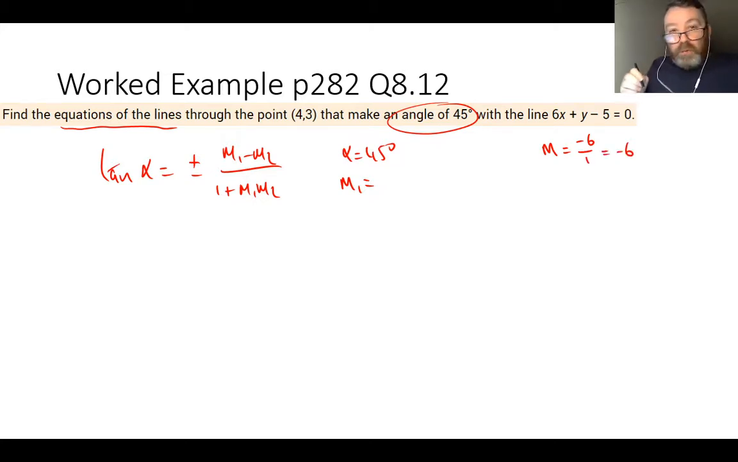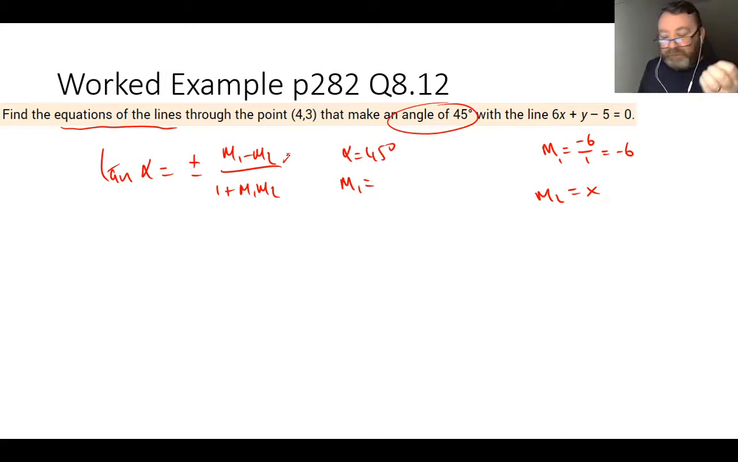But I don't know the slopes of the other lines. So what I'm going to do is I'm going to call the second slope x. Which now means that I have an equation to be solved in x. And because there's only one thing I don't know, I can solve this. So let me just go through that again with you. Find the equations of the lines through the point (4, 3) that makes an angle of 45 degrees with the line 6x plus y minus 5 equals 0. As long as you hear the angle between two lines, you immediately go to that formula.